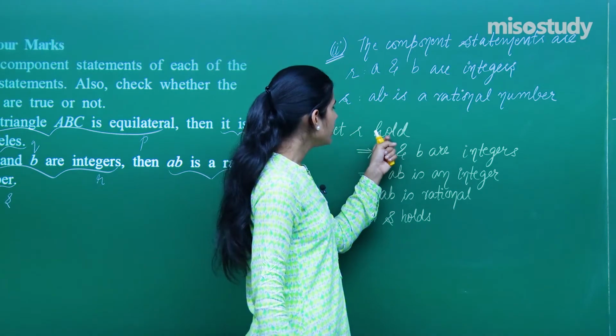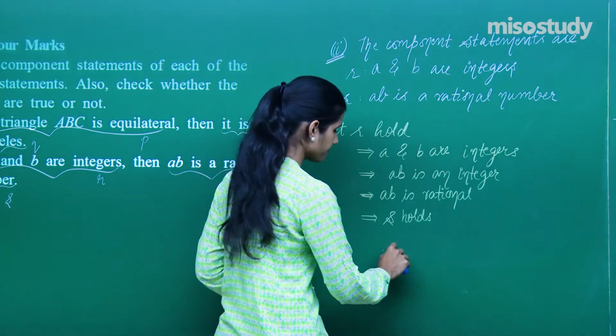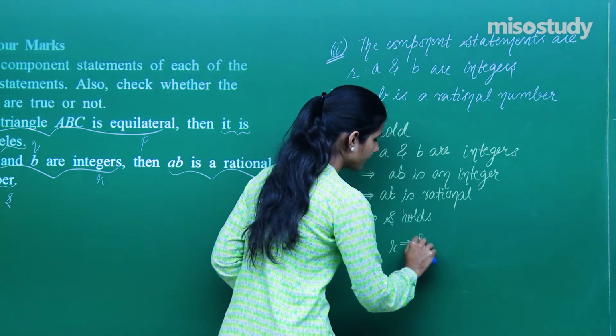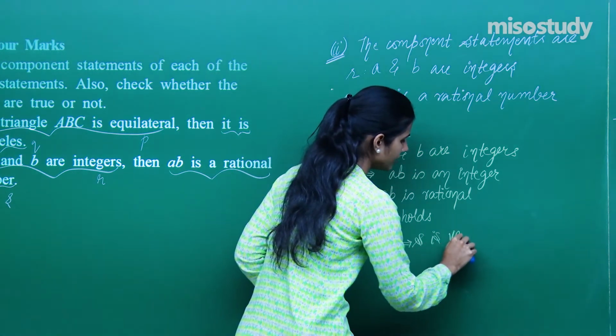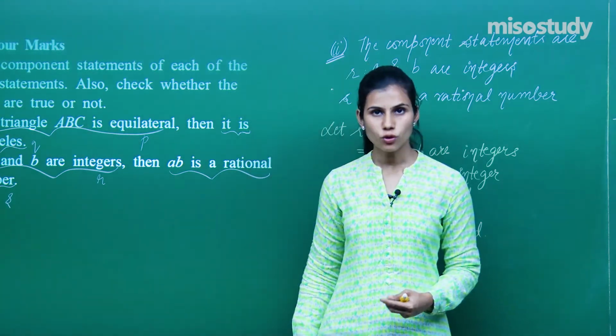So let R hold. Whenever R is holding, S is holding. Therefore, what happens? R implies S is valid. Clear? Because whenever R is holding, S is also holding.